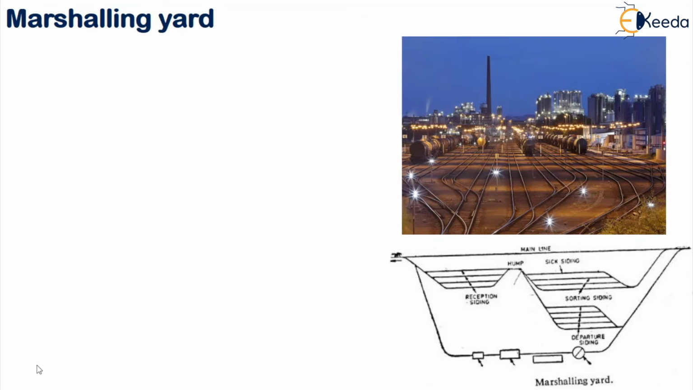Marshaling yards. Now what are these yards? These yards are where the trains and other loads are received, sorted out station wise, and new trains are formed and dispatched onwards.